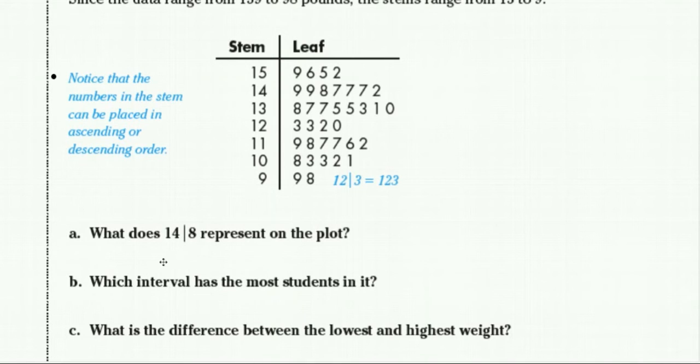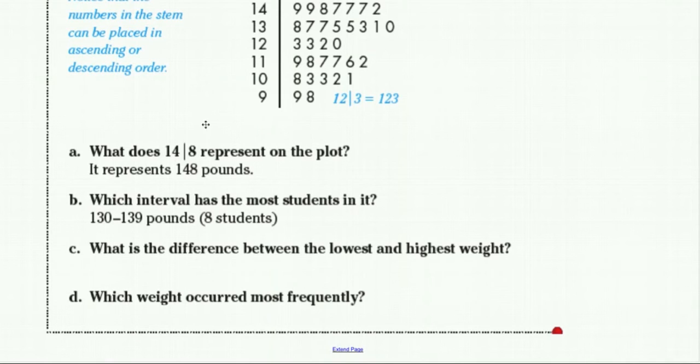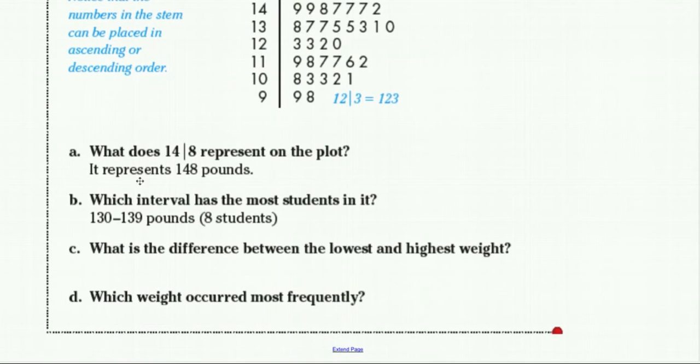So in letter A, what does 14A represent on the plot? It simply represents 148 pounds. Which interval has the most students in it? Again, we talked about intervals, and obviously it's going to be the 130 to 139 interval, which has 8 students. What is the difference between the lowest and the highest weight? You get 98 and the highest weight, which is 159. That would be 61 pounds.